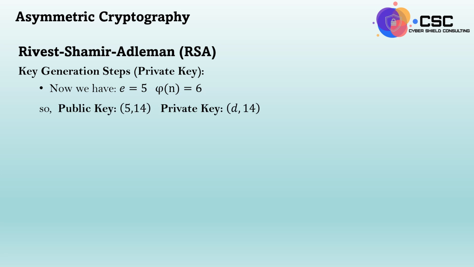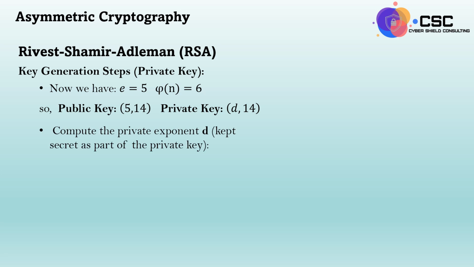First, we need to understand the equation. In RSA, the private exponent d is calculated using the modular inverse of e with respect to the totient. This means d must satisfy the equation e times d mod totient equals 1. We multiply e by d and then take the modulus against the totient. This must equal 1.